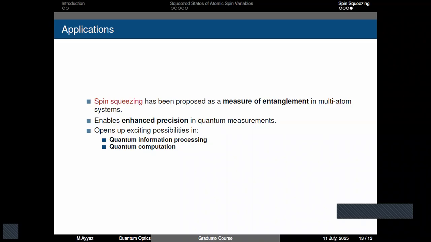So in this lecture, we studied how we can generate spin squeezing in multi-atom and single atom systems, and we saw how it is different from the squeezing in bosonic field. And we saw that the squeezing depends upon the state of the atom rather than some intrinsic or other properties of the field. So this is for today.